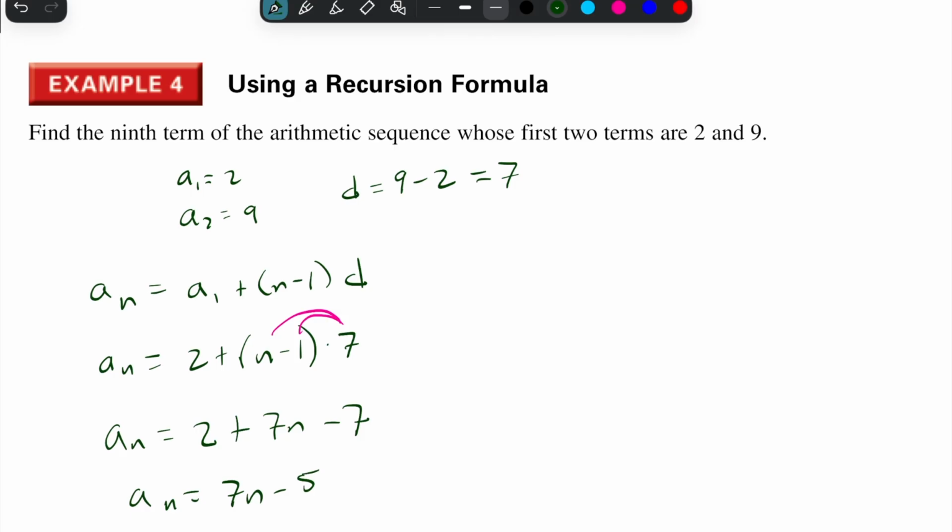All right. And then to answer the question, we want the ninth term. So I'll go up here and say a9 and just follow my formula. That's 7 times 9 minus 5. 63 minus 5, which is 58. So the value of my ninth term is 58.